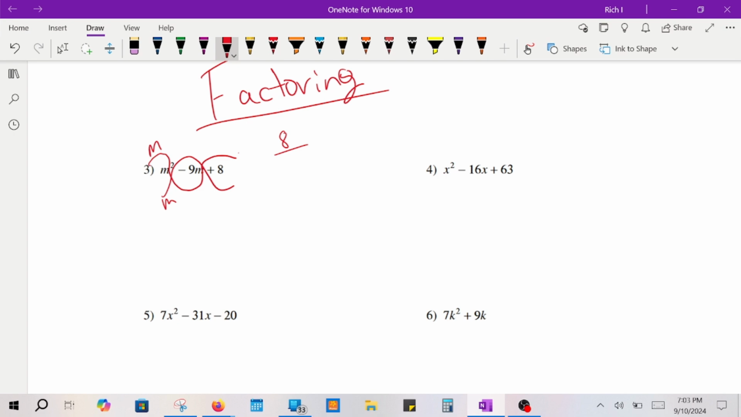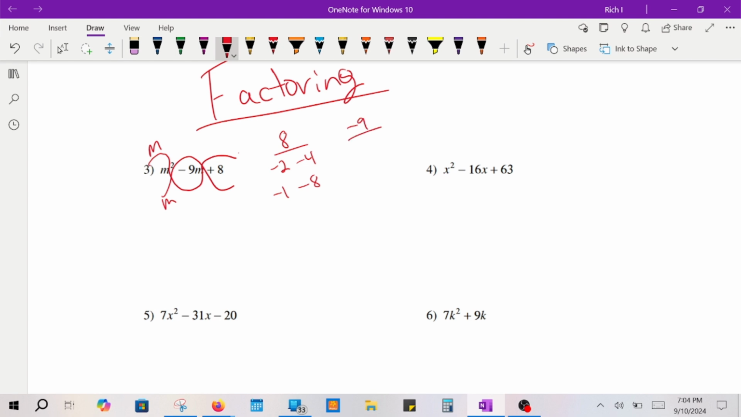So let's think about two numbers that can multiply to give us a positive 8. We get negative 2 times negative 4, and we have negative 1 times negative 8. Those are the only ways, two negative numbers that can multiply to get us a positive 8. Alright, so we can probably check here. So remember, we need the numbers to add up to negative 9.